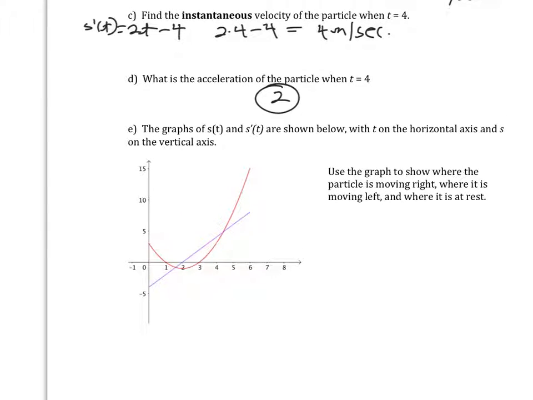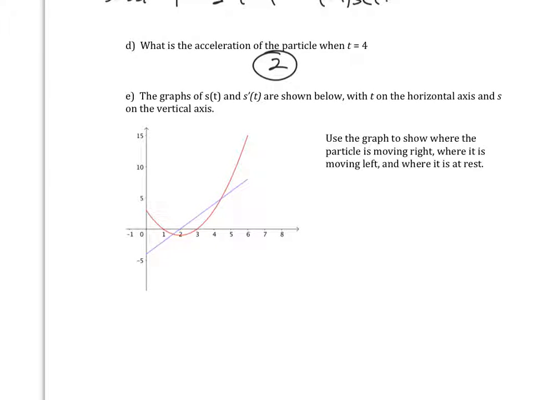So now we're taking a look at the graphs of both s of t and s prime of t. This red one is our position graph, and our velocity graph is this line here. A couple things that we can see. First of all, from t equal to 0, when our position was 3, down to t equal to about 2 here, our particle is traveling in a negative direction, and then it starts to travel in a positive direction from this point up until our end point here.